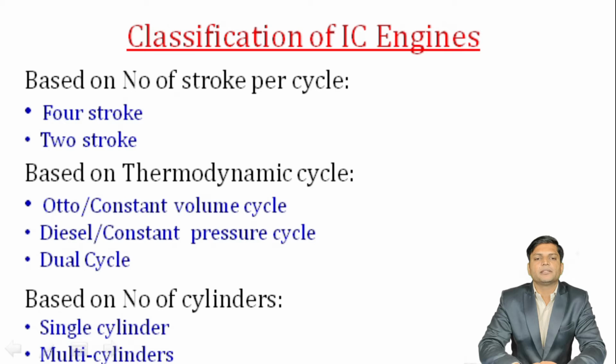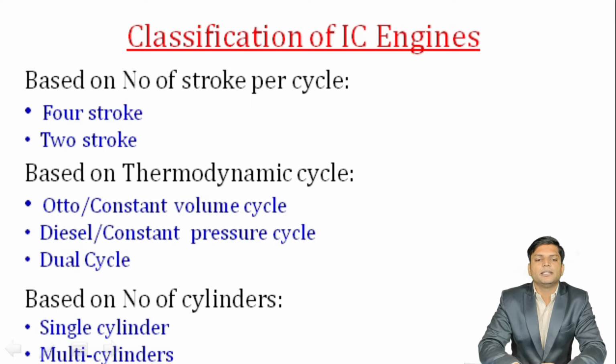Then the classification is according to number of strokes per cycle, that is 4 stroke and 2 stroke. In the 4 stroke engine there are 2 revolutions of crankshaft or 4 strokes in which there is 1 power output stroke, and in the 2 stroke engine there is 1 rotation of crankshaft which produces one power stroke.